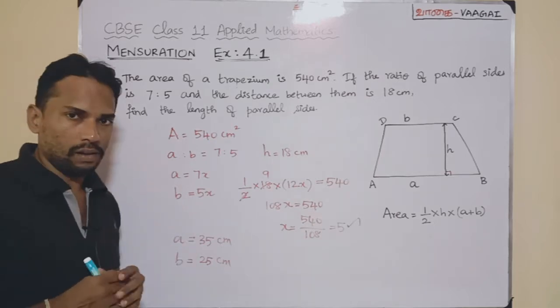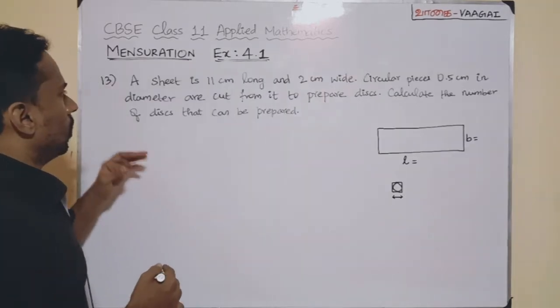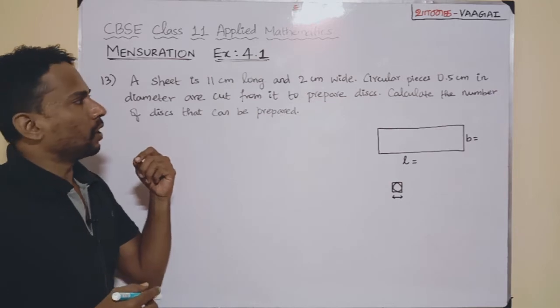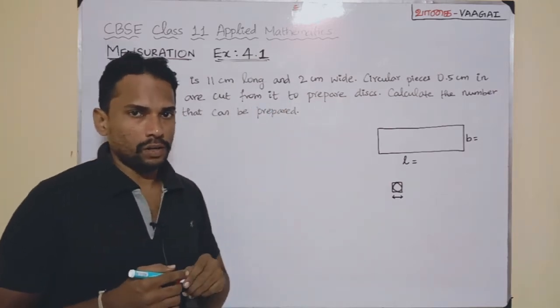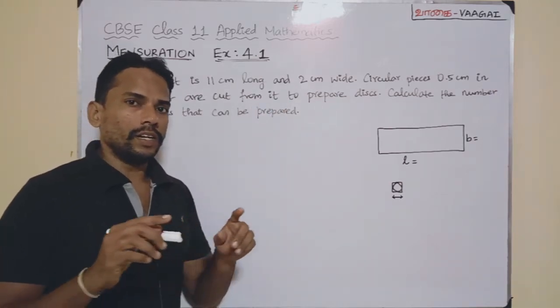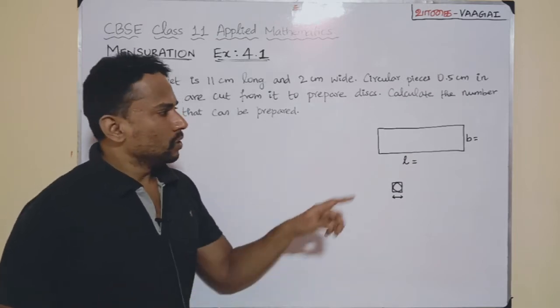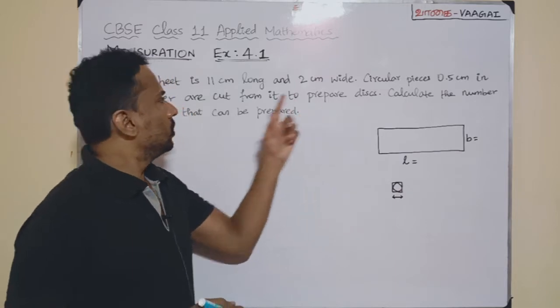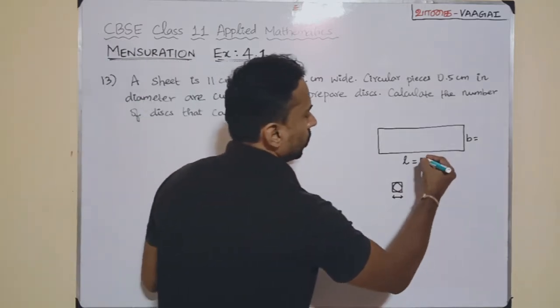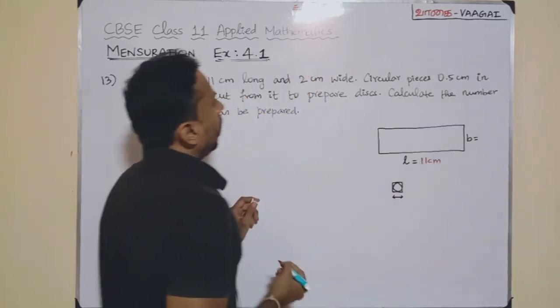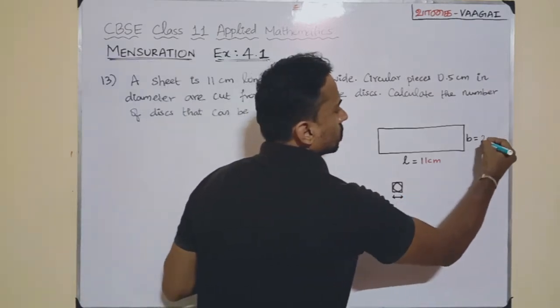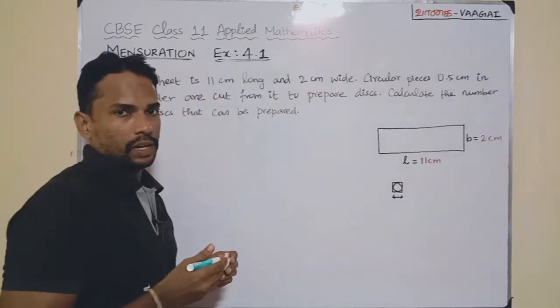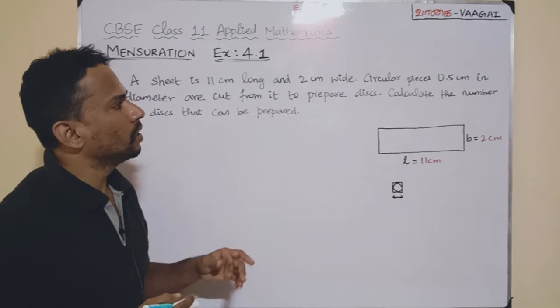number 12. Question number 13. A sheet is 11 centimeter long and 2 centimeter wide. So it is very clear that the sheet is of a rectangle shape. Here I have drawn the sheet, and this is going to be the length. So length is given to be 11 centimeters, so we'll note it, 11 centimeter, and breadth is 2 centimeters. So we will note it. So this is the length and breadth of the rectangular sheet.